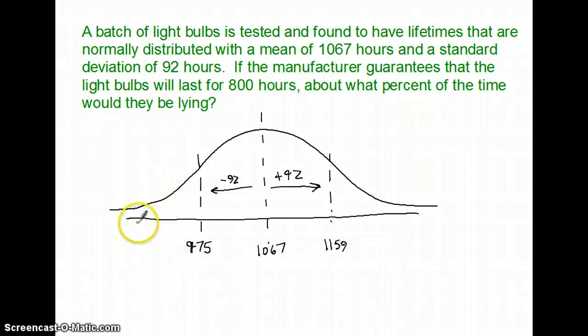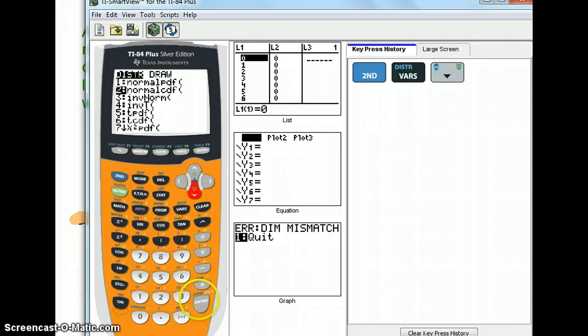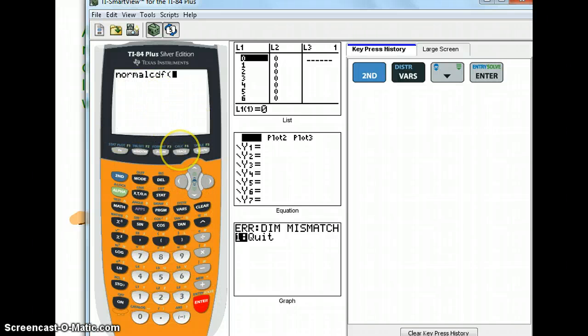Okay, the question is, somewhere way down here, there's an 800. And he's trying to figure out what's the percentage of the area that's actually back there. And that's really pretty tiny. But how do you figure this out? Okay, calculator time. Okay, a couple things about this normal CDF distribution function on the calculator.